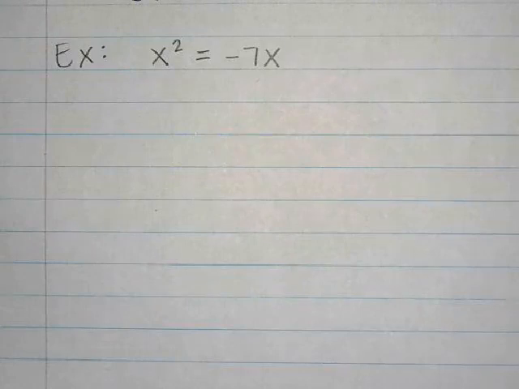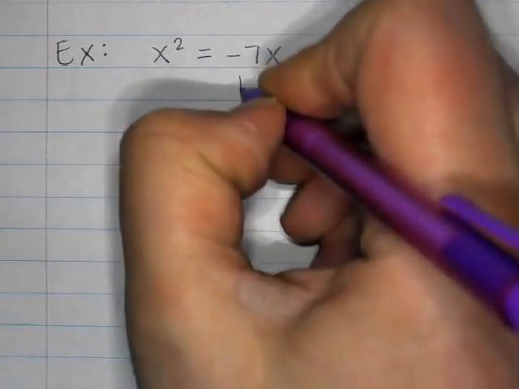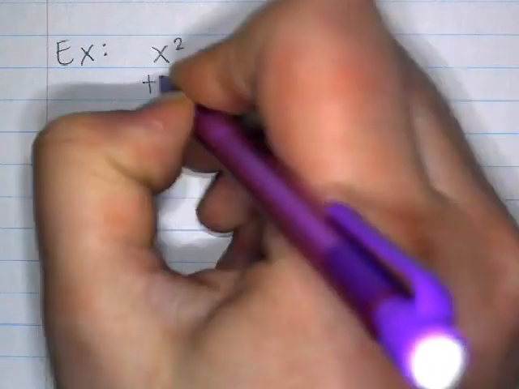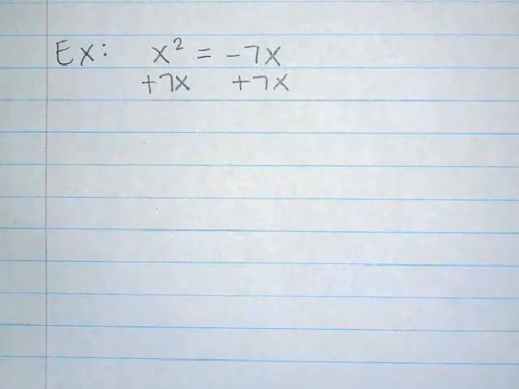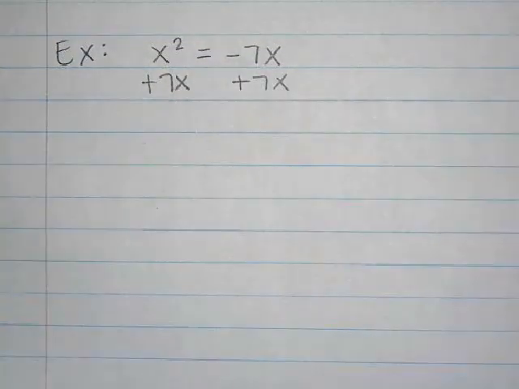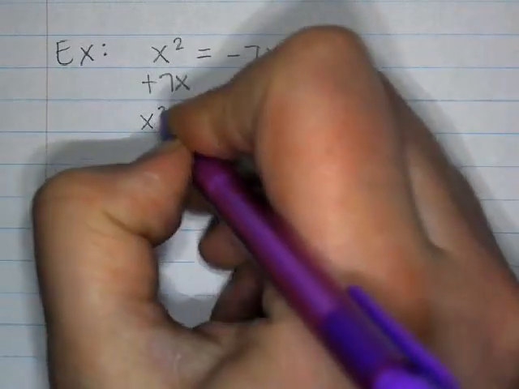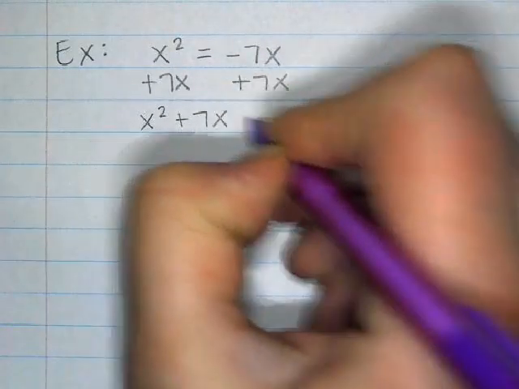Okay, x squared equals negative 7x. Are these allowed to equal negative 7x when I'm solving? No. What are they supposed to equal? 0. So how do I make this equal 0? Add the 7x over. Yeah, because I always want to keep the x squared term positive. So x squared plus 7x equals 0.